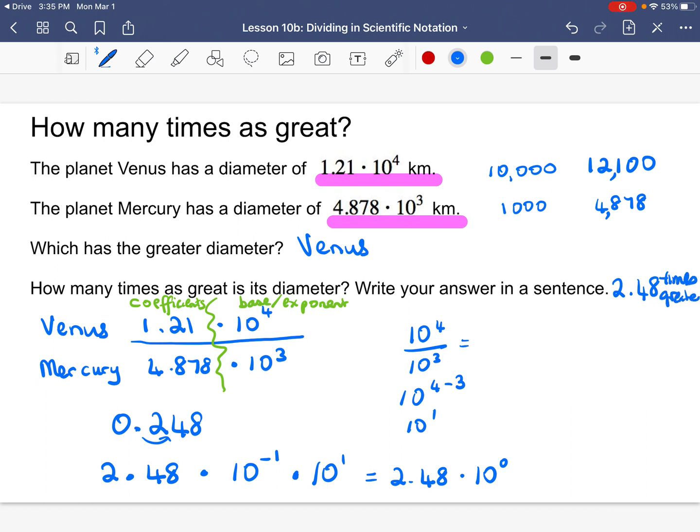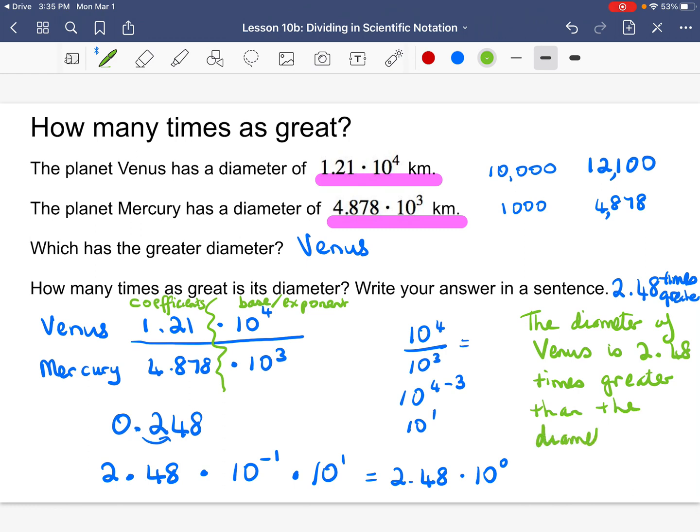I'm asked to write my answer in a sentence. And I will say, I'm going to write it in green: the diameter of Venus is 2.48 times greater than the diameter of Mercury.